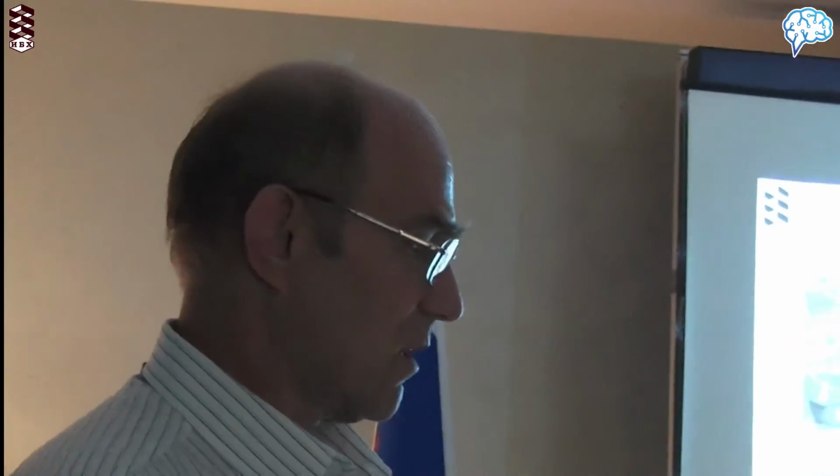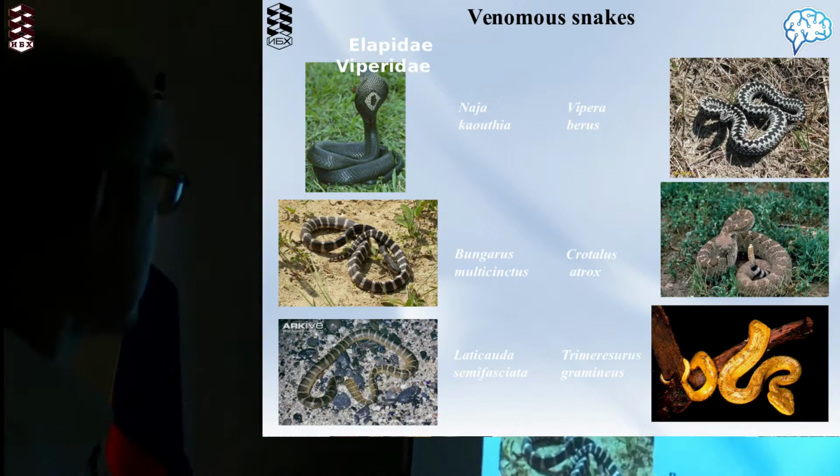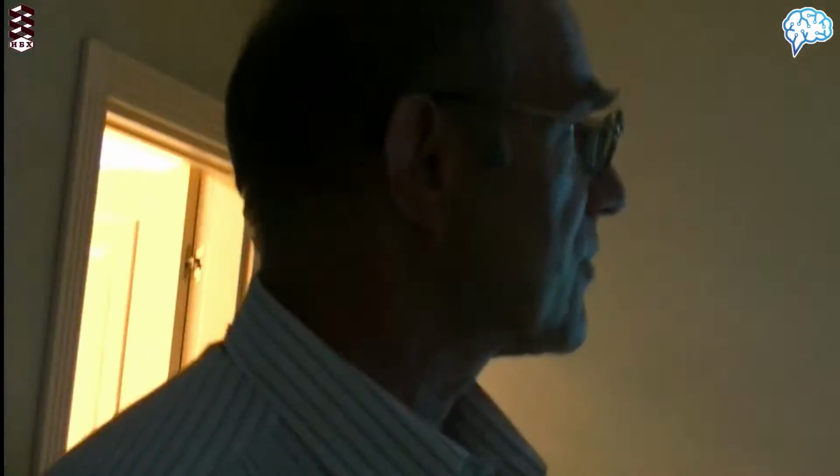There are more than 3,000 snake species known at present, and among these 3,000 species, about 400 are dangerous for human beings. These 400 belong to two main families: Elapidae, which include cobras, kraits, and sea snakes, and Viperidae, which include common vipers and pit vipers of the New World and Old World.